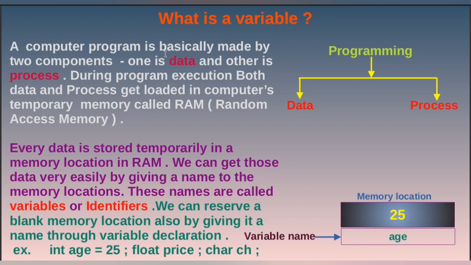A computer program is basically made by two components. One is data and other is process. So the programming we do in any language is based on the two components: data and process. Process is the functions or methods that are applied on the data, and by manipulating data we get our required output.